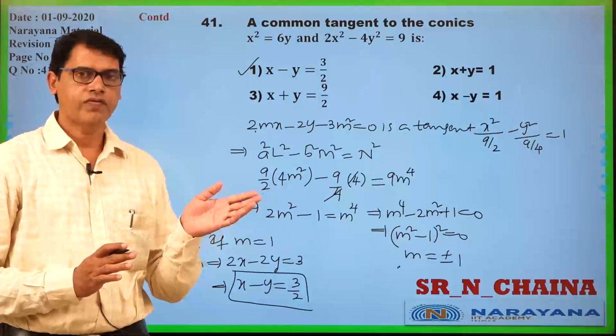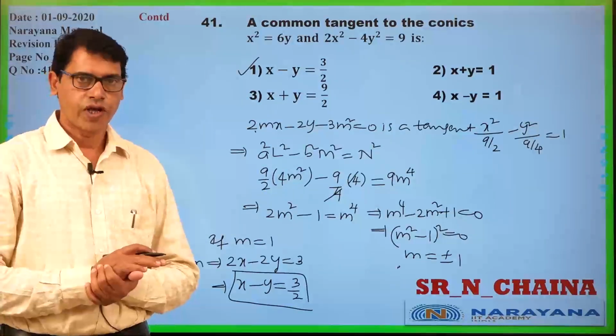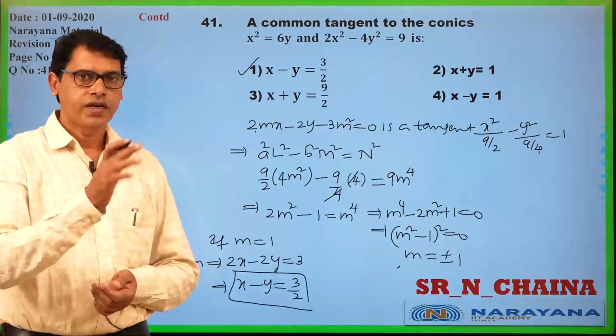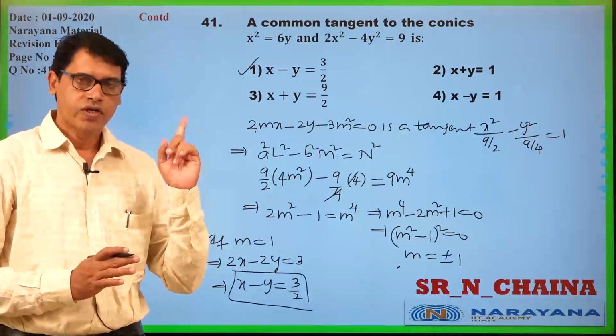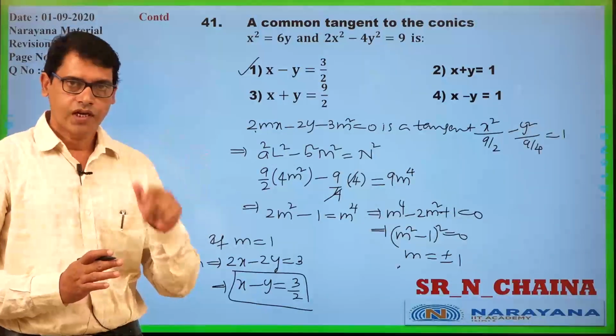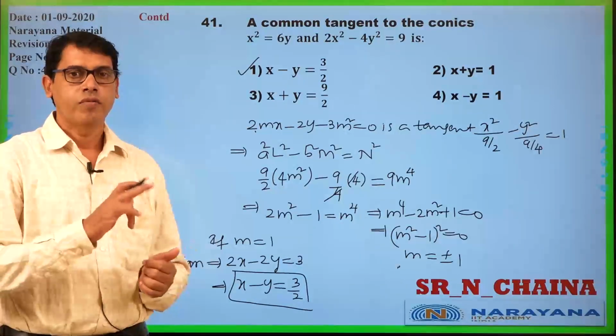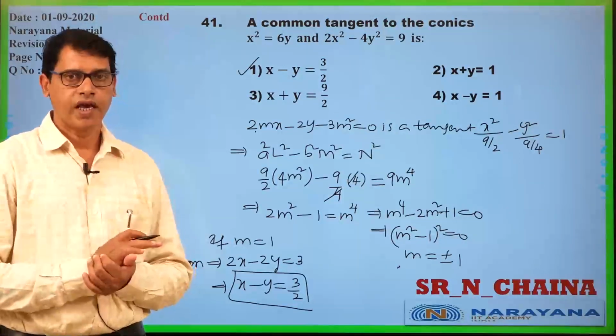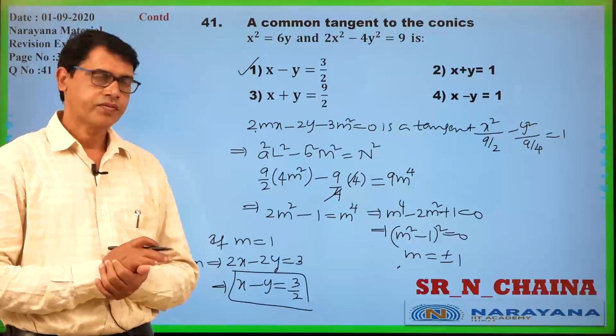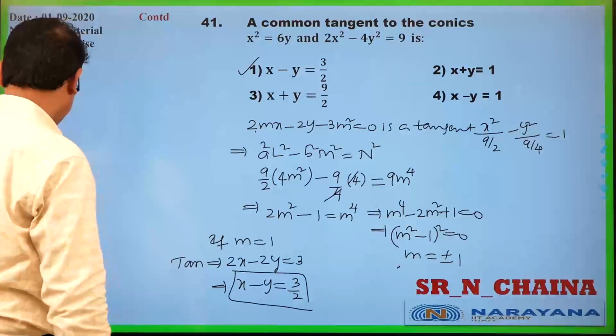Earlier the parabola was in the form of y square is equal to 4ax. Now the parabola is x square is equal to 4ay. So earlier the condition was what? c is equal to a by m. Here the condition is c is equal to minus a m square. Okay? Then go for the next one.